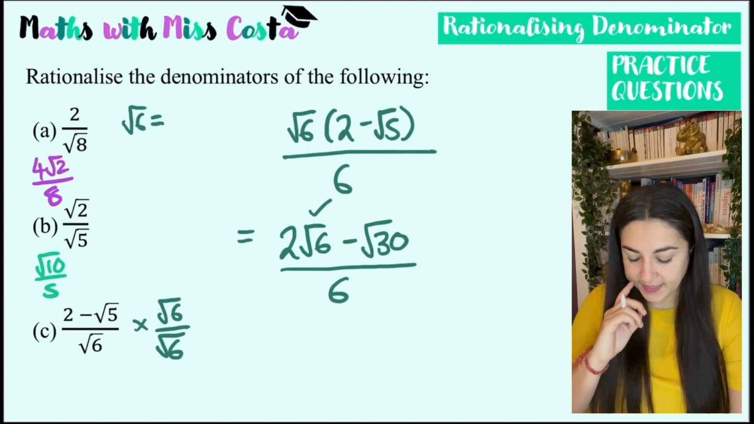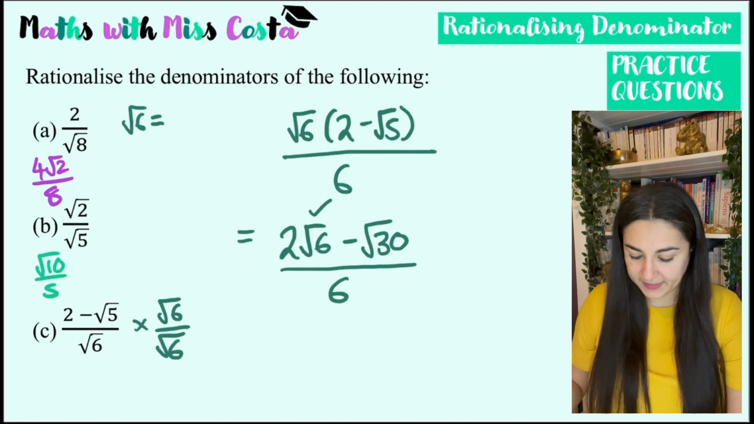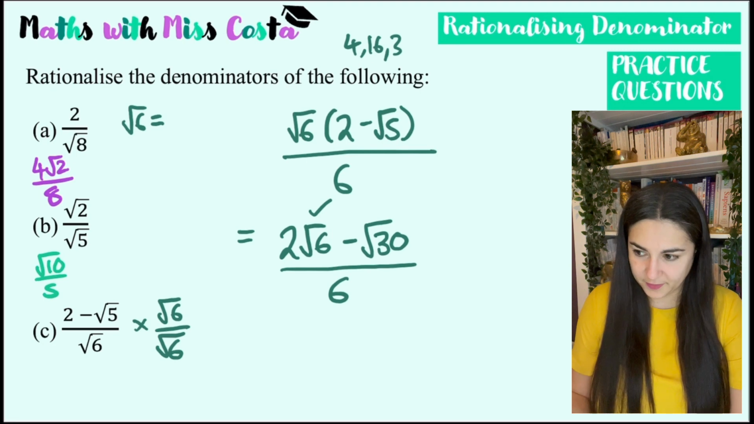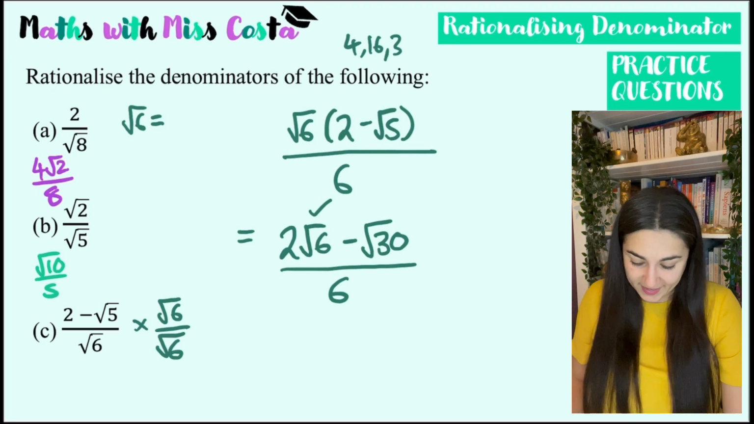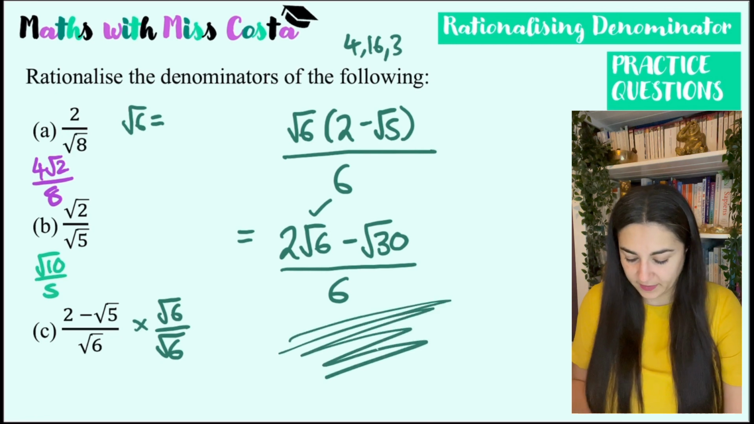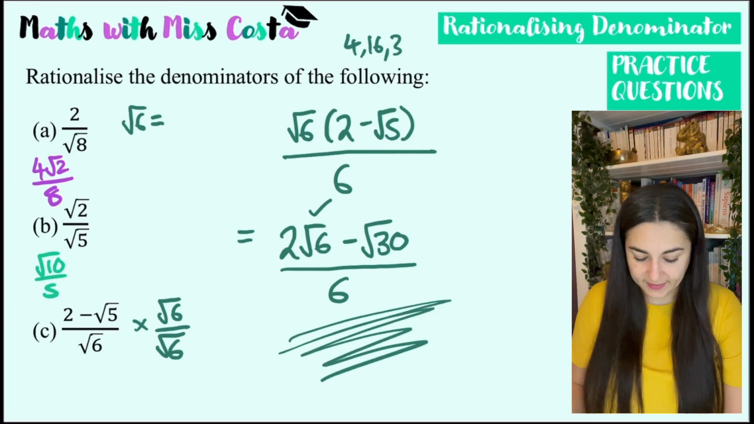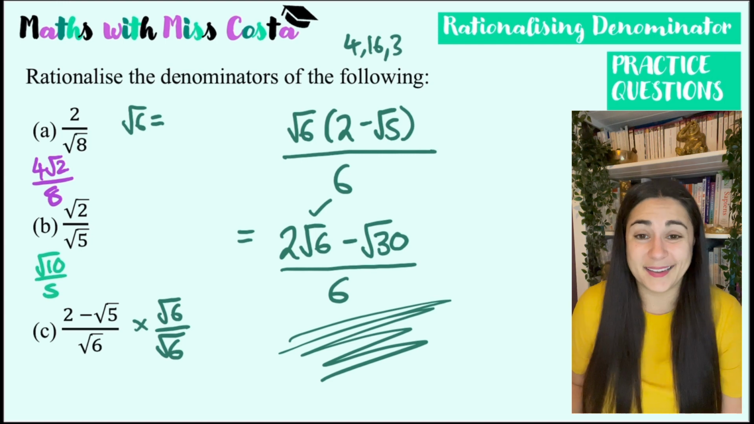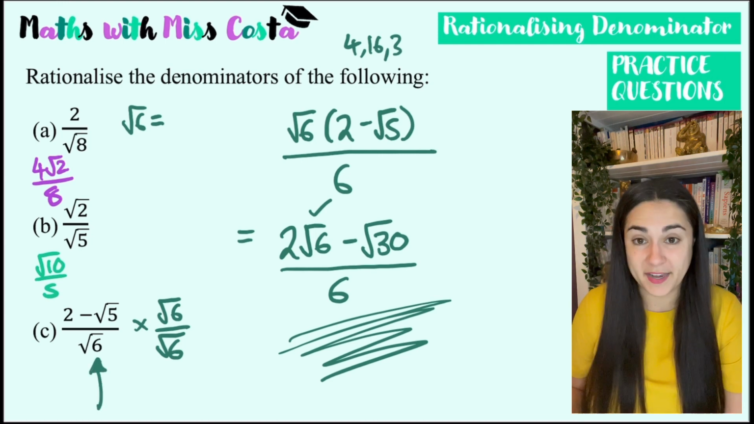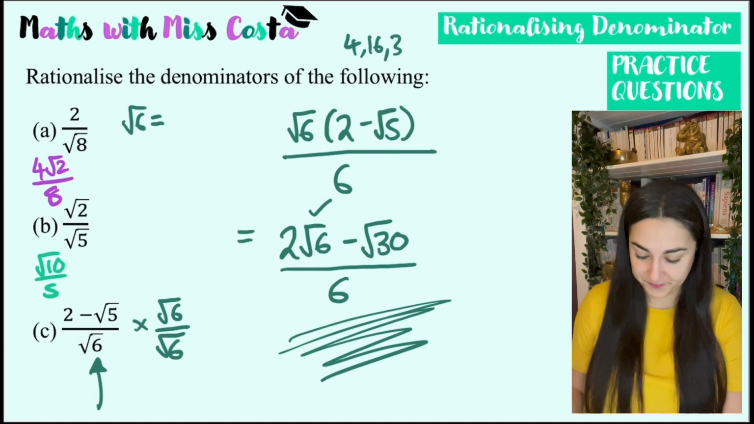And root 30, what square numbers can fit into 30? 4, 16, 30. I don't think any can. 5 times 6, 10 times 3. Nope. So that is it. That is how you leave that. You can't simplify it any further. So that's your final answer. So the key thing is, some of you might be like, that makes it look more confusing. Yeah, perhaps. But the point is that we're rationalizing the denominator. So the denominator is a rational number.